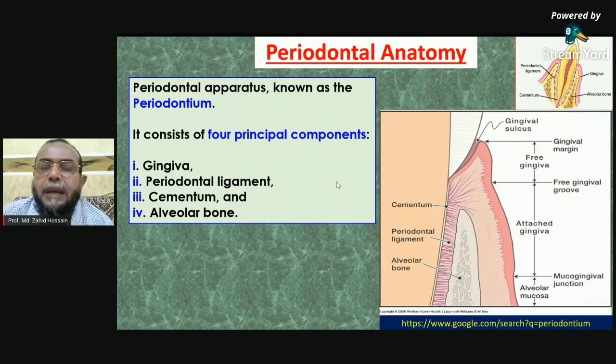If anyone cannot take food comfortably, he or she will suffer from malnourishment, because if we cannot take food with proper mastication, we cannot swallow it well and we cannot digest it well. So our whole systemic condition will deteriorate. It means if we can't treat periodontal disease, our health will deteriorate, we will be malnourished and will suffer from many other diseases.